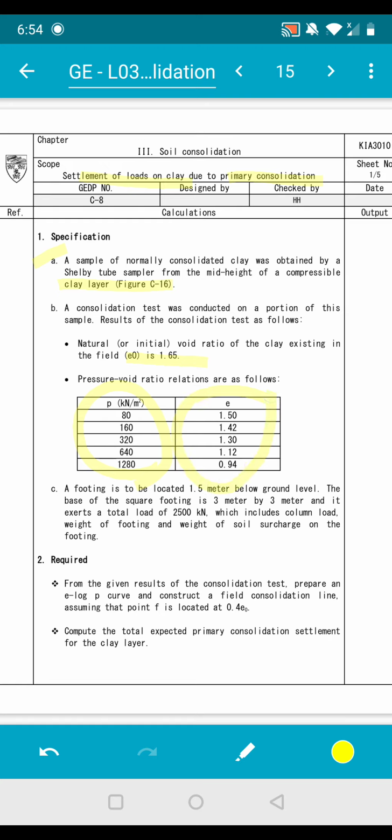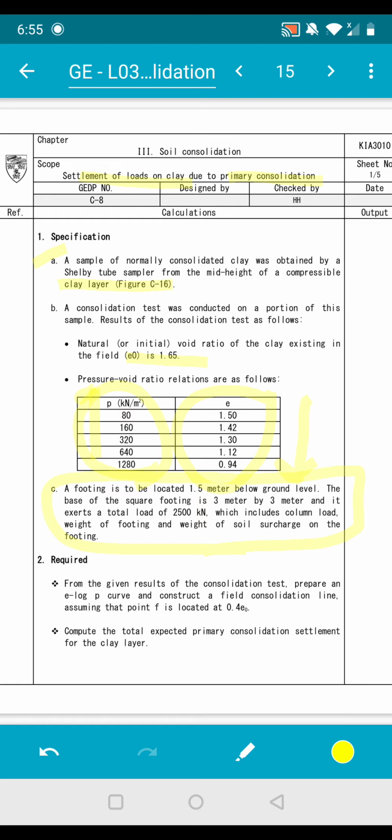Again, double check. If the pressure increases, the e will decrease. Now a footing is to be located 1.5 meter below ground level. The base of the square footing is a square, of course 3 by 3, and it exerts a total load of 25 kilonewton, which includes column load, weight of footing, and weight of soil surcharge on the footing. So this one goes back to your chapter number... What chapter is this? Chapter number 2. Very good, which is on stress distribution.